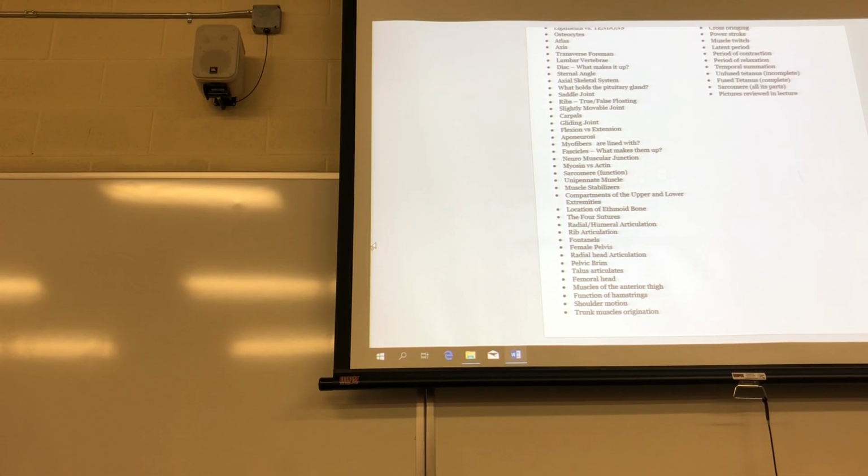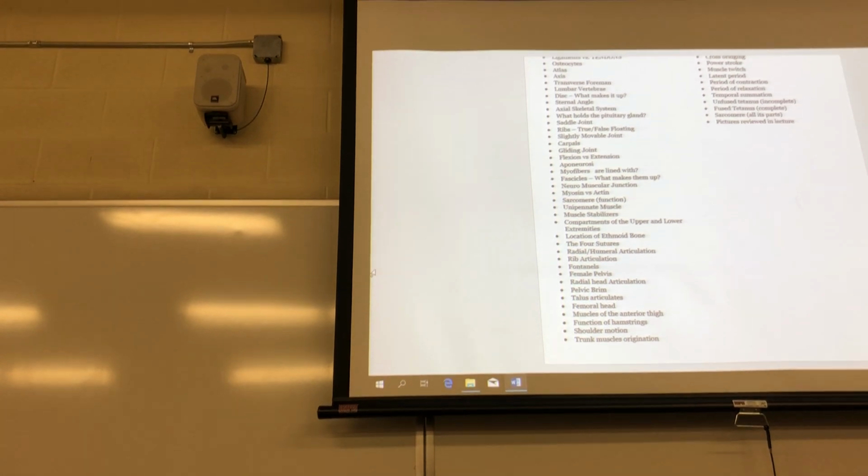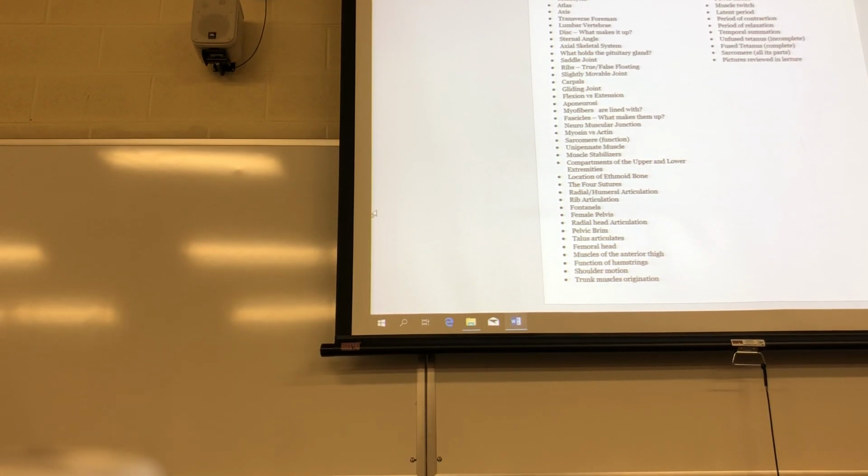Transverse foramen. Where do you find them? Which vertebrae? Cervical. What goes through it? Nerves. The vein? Which artery? Did you say vertebral artery?